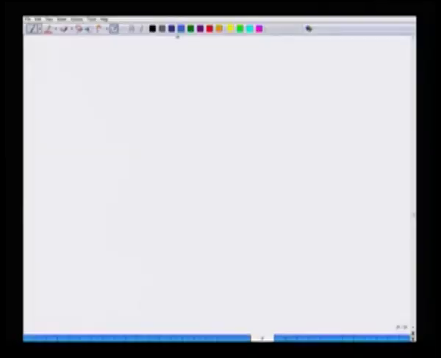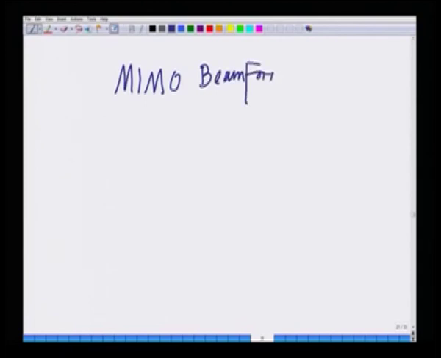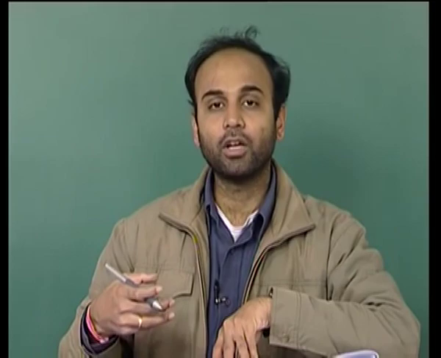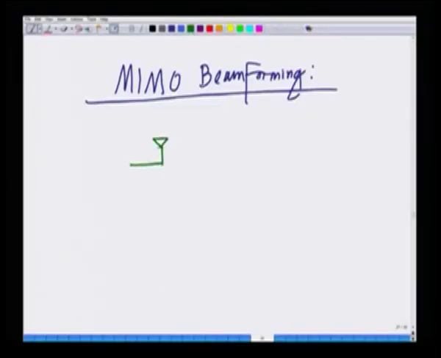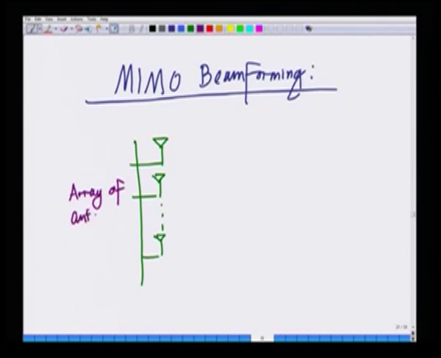We want to look at one other topic in MIMO systems, which is related to MIMO beamforming. Now, beamforming in conventional antenna systems traditionally refers to a technique where you have an antenna array and you are steering a beam in a certain direction. For instance, I have an array of antennas, and I am steering the beam in a certain direction. So, this is the beam.